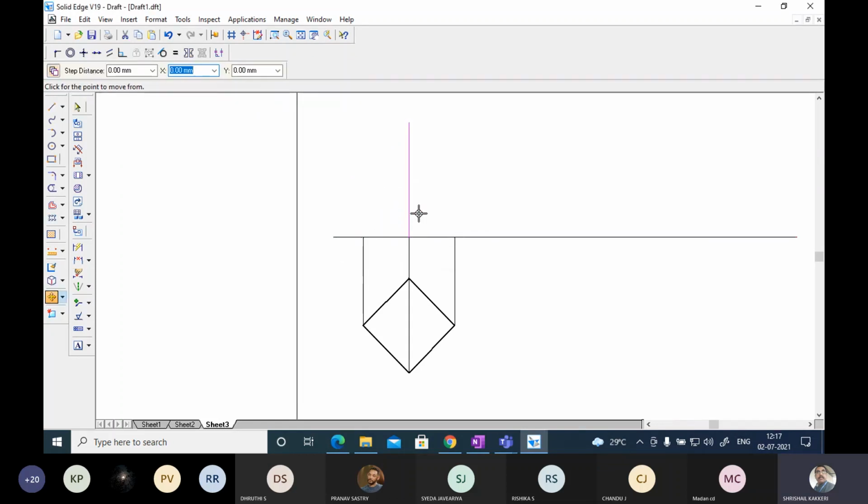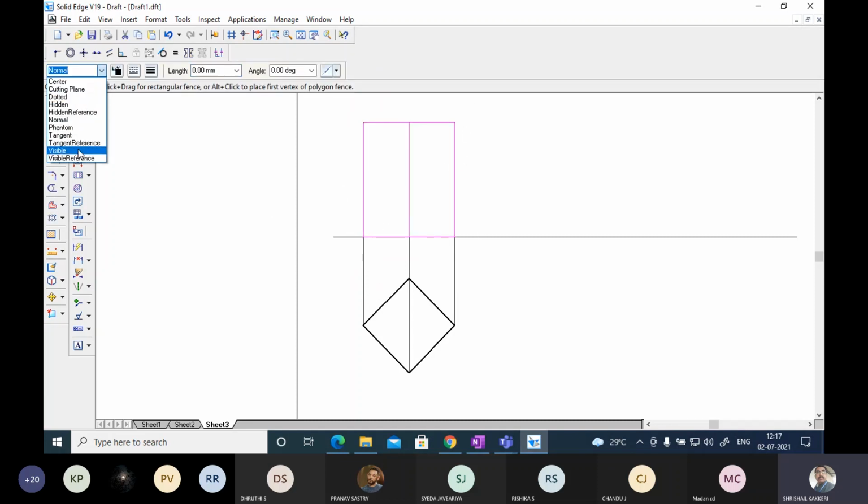And the same line, copy from this point to here. I have not copied properly; you have to copy carefully. Move from this end to the end of this and the end of this. Next, draw this line. Draw the line here also, from the end of this one to the end of this one. Now hold Control, select all this, and make it visible.